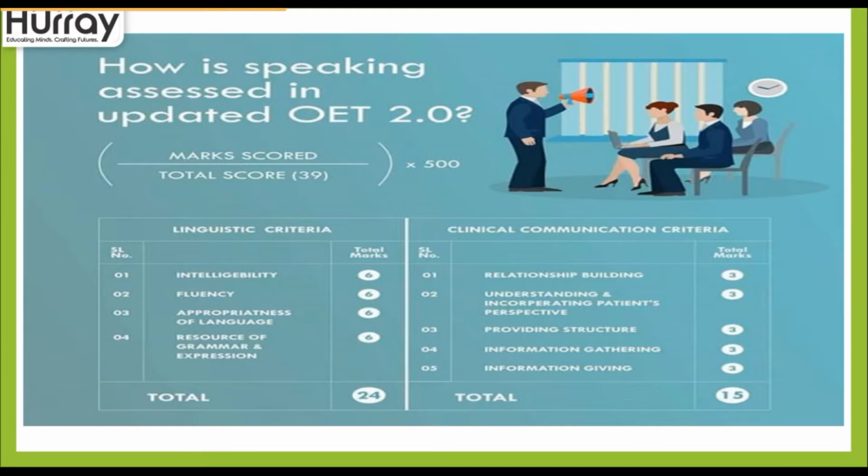Under clinical communication criteria, you have relationship building, understanding and incorporating the patient's perspective, providing structure, information gathering, and information giving. Each carries 3 marks. So linguistic criteria total 24, and clinical communication criteria add up to 15. So 24 plus 15 is 39. Whatever score you earn will be divided by 39 and multiplied by 500. That will give you your speaking score, and thereby you will understand your grade.